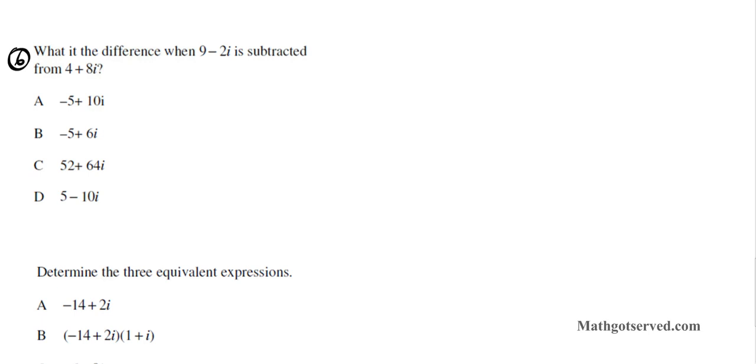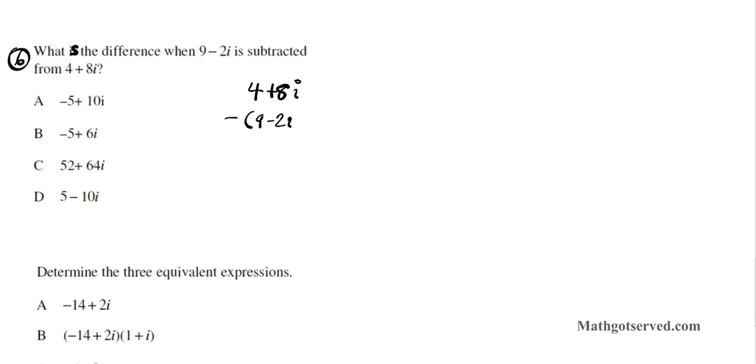All right, let's take a look at problem number 6. It says, what is the difference when 9 minus 2i is subtracted from 4 plus 8i? All right, so you have to be really careful the way you order this. If this is subtracted from that, it's written as 4 plus 8i. You're subtracting this from that, so it's 4 plus 8i minus 9 minus 2i.